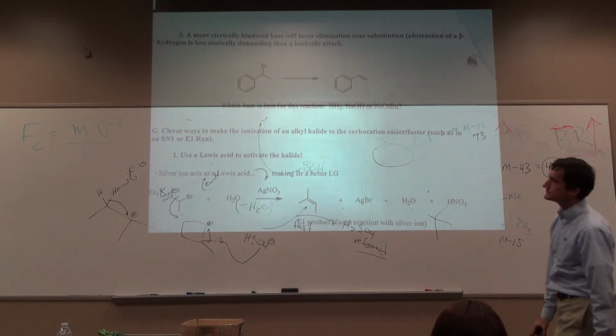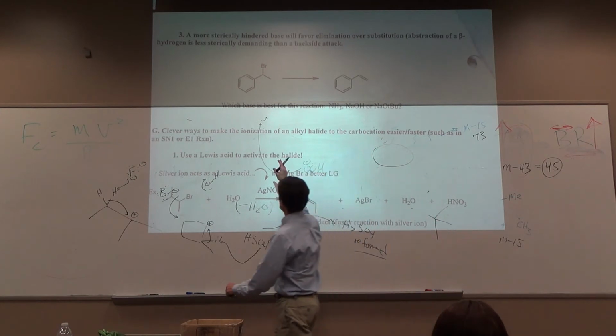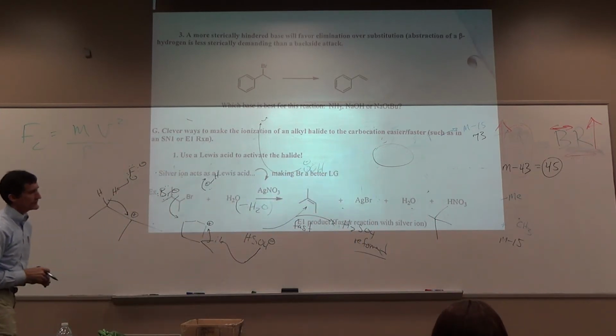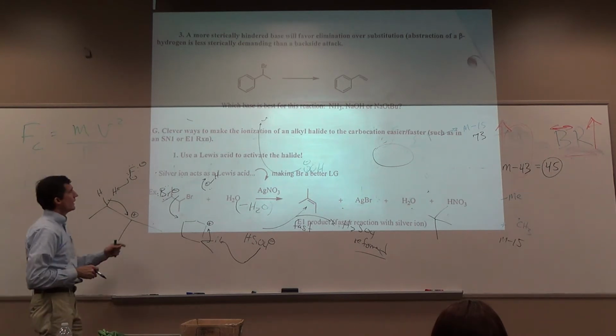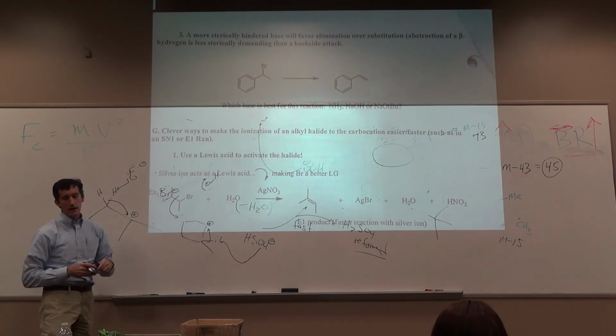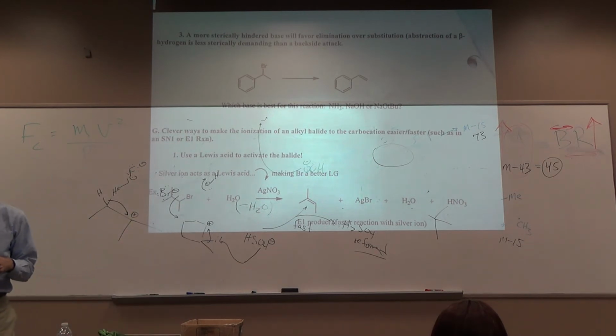What's next? Clever ways to make ionization of an alkyl halide to a carbocation faster. How do we make OH a better leaving group? Protonate it. What did that turn the oxygen into, though? The important part. It made the oxygen positive. Protonation of the oxygen makes it positive.